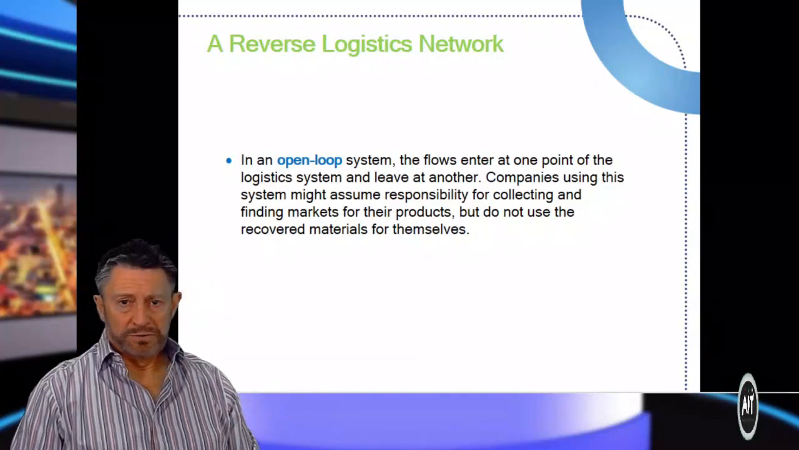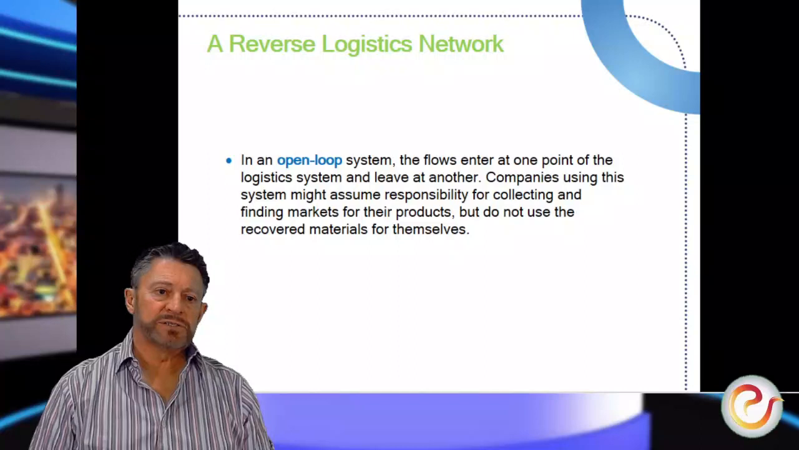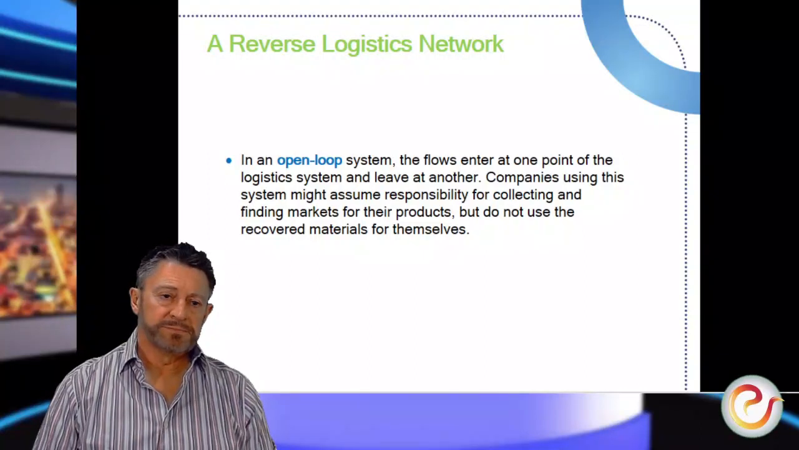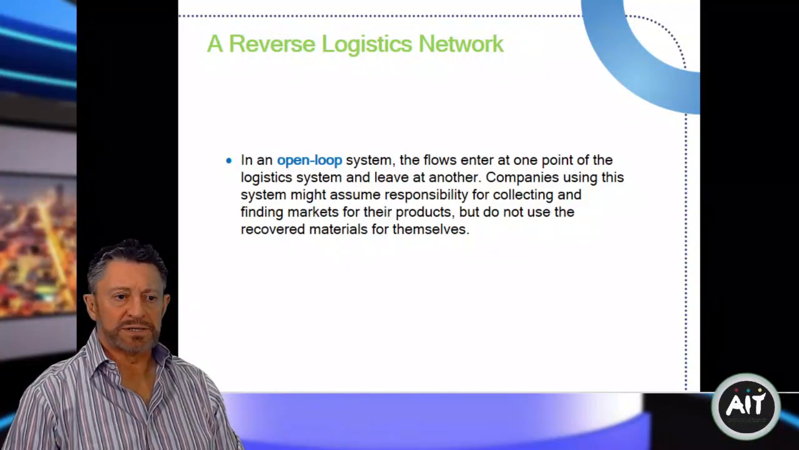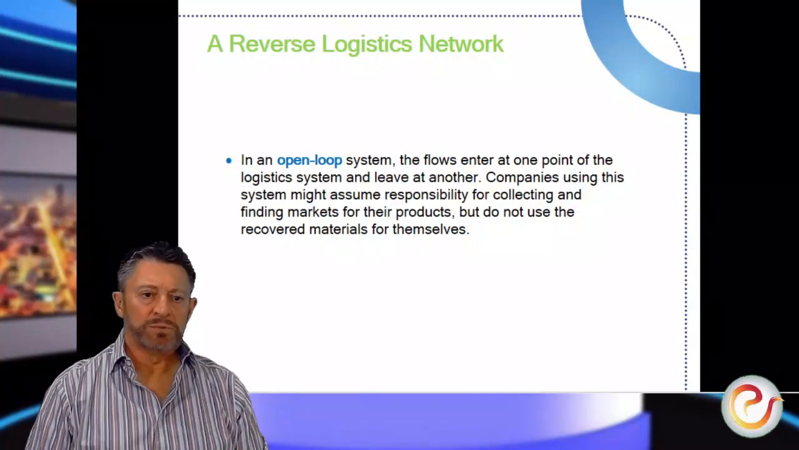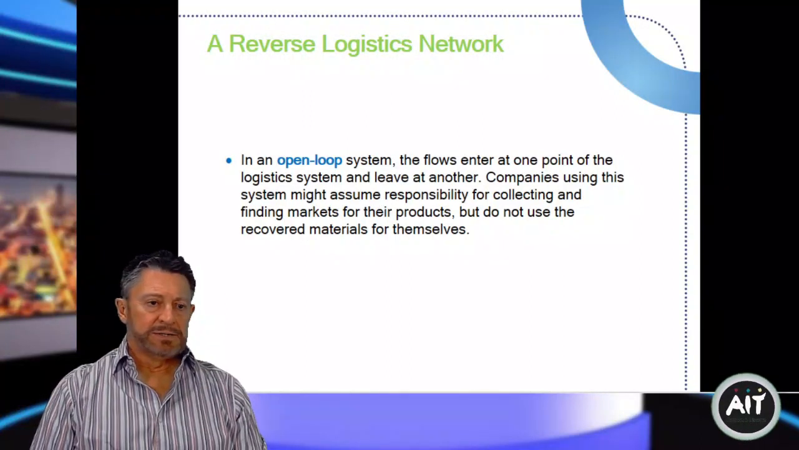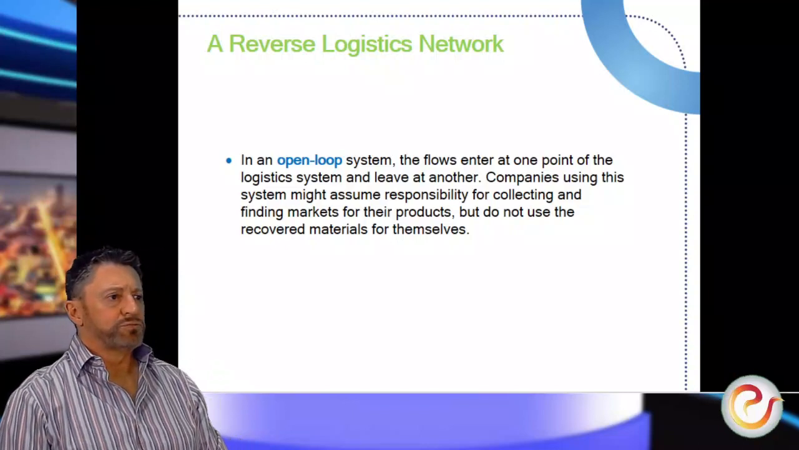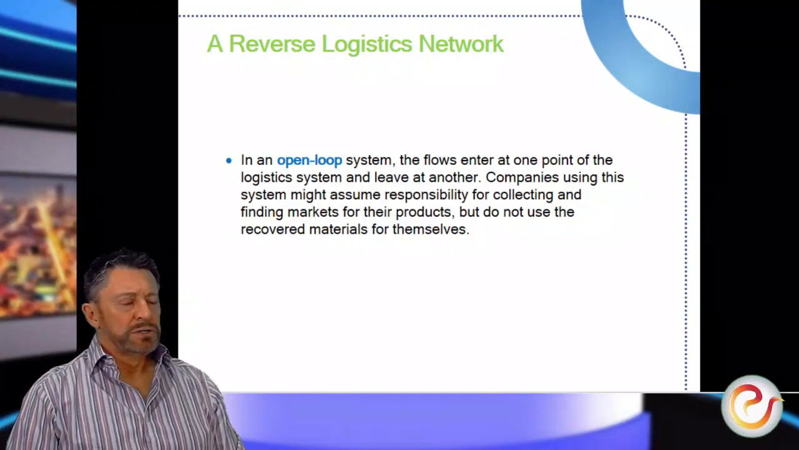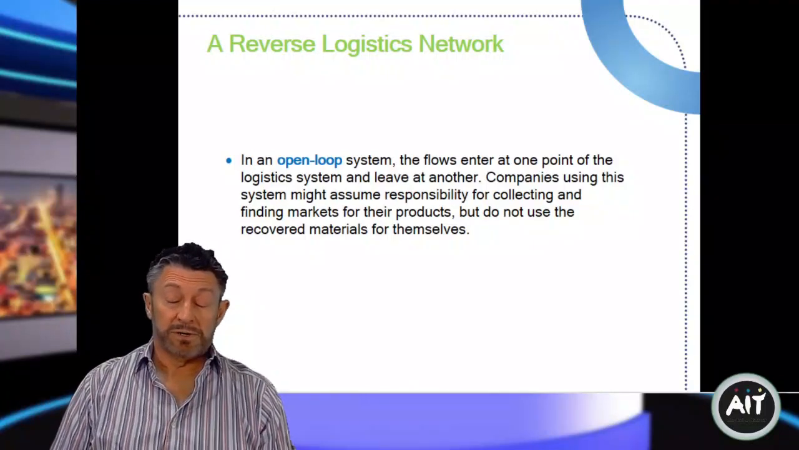In an open loop system, the flows enter one point of the logistics system and leave at another point. Companies using this system might assume responsibility for collecting and finding markets for their products, but do not use the recovered materials for themselves. I'm trying to think of a good example of that. I'm stumped. I can't think of something offhand.